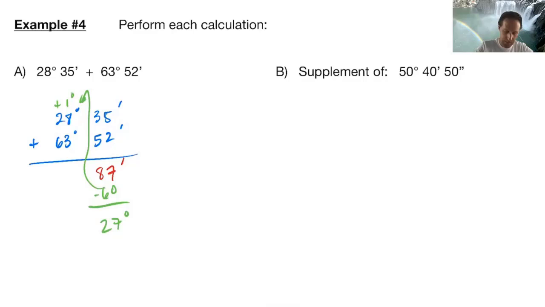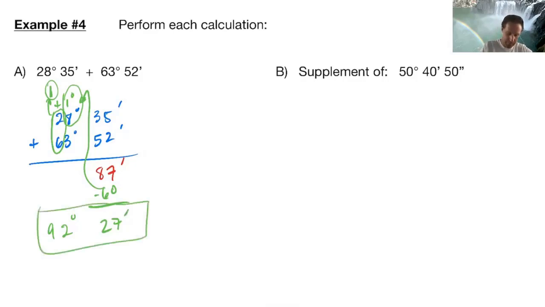So now together, this gives me 9 plus 3 more would give me a 12. Don't forget to carry that one over as well. And then the 6 and the 2 together is 8 plus 1 more would give me 9. So we now have 92 degrees and 27 minutes as our final answer.